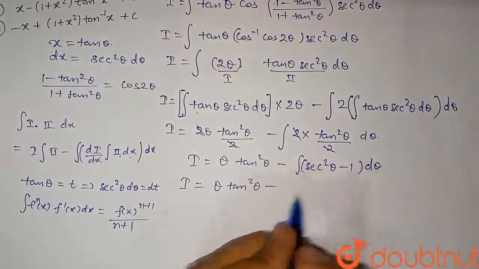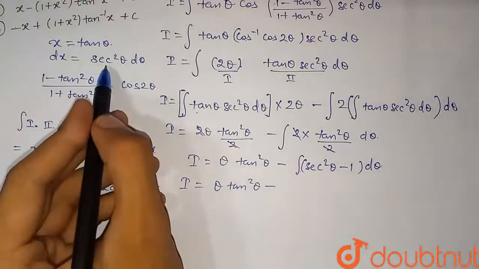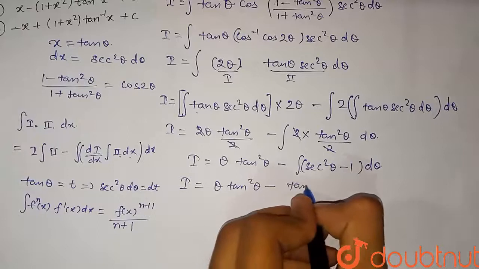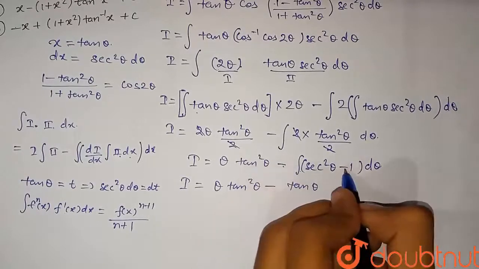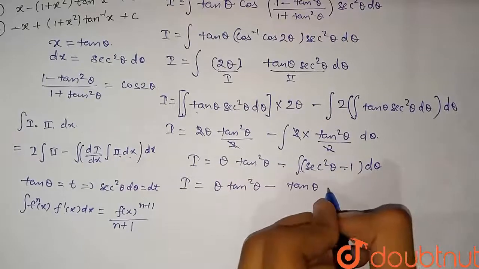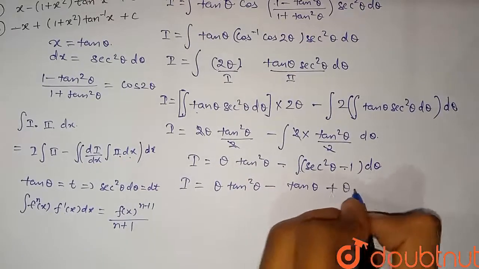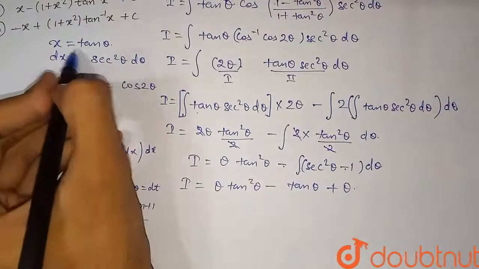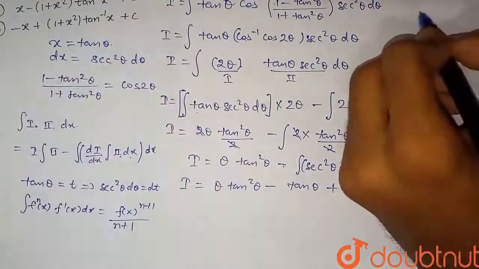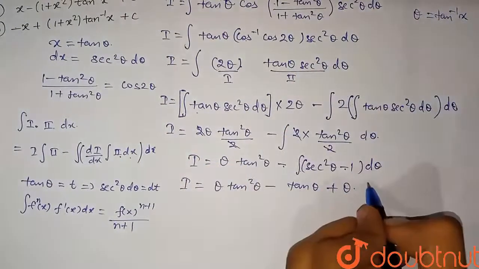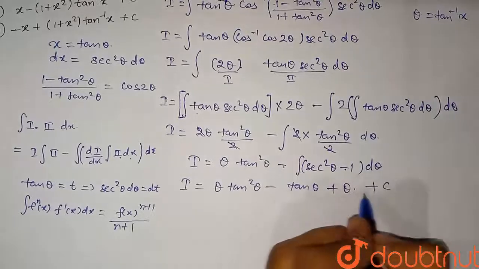We can say that the differentiation of tan theta is sec square theta, as we did here also. So we can write this as minus tan theta, and minus into minus becomes plus, and the integration of 1 with respect to d theta will be theta. So this is plus theta. From here, if we put the value of theta, it will be tan inverse x, because x equals tan theta, so theta equals tan inverse x. Further we add a constant c because of the integration constant.